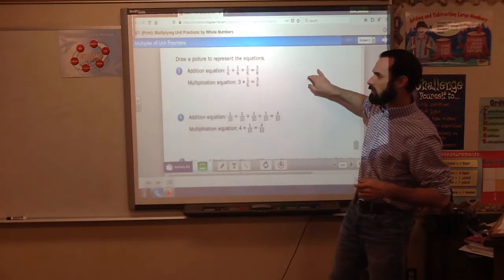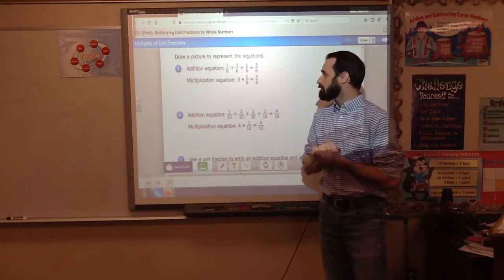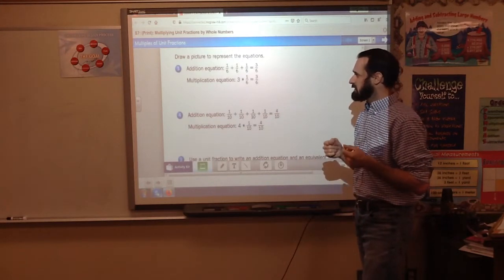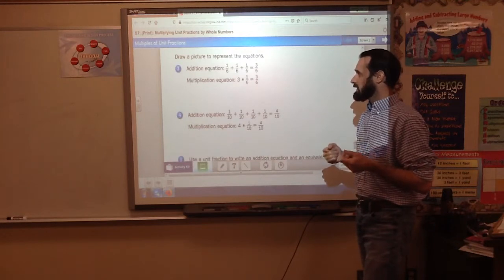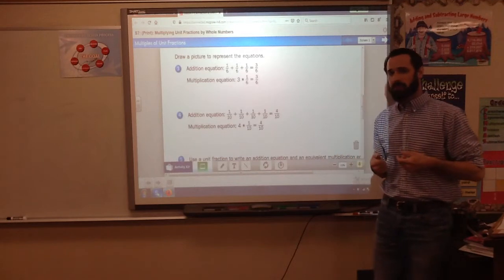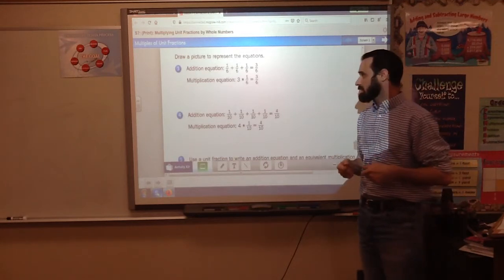We're going to move this one over. That's what happens when you make it bigger. All right, we're going to look at number 3. They want us to draw a picture to represent the equations 1/6 plus 1/6 plus 1/6 equals 3/6, and 3 times 1/6 equals 3/6.